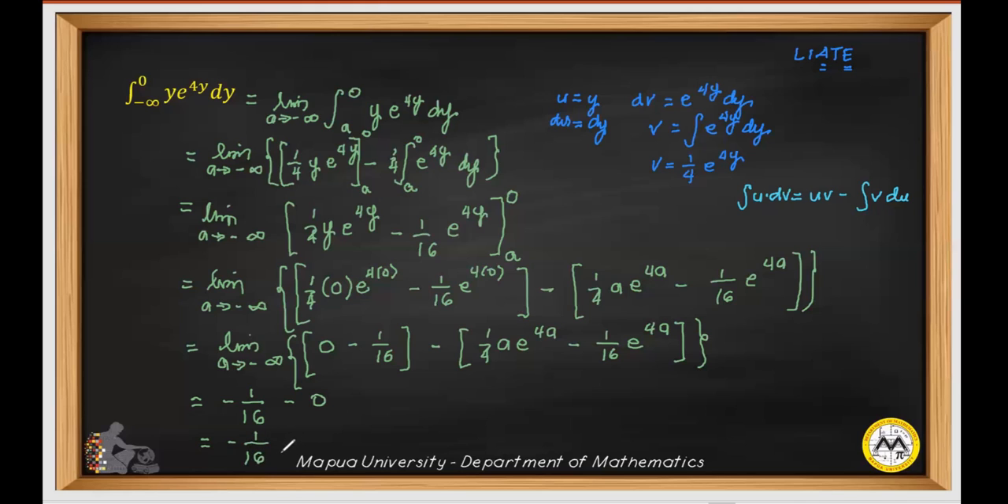Now, since the limit gives us a fixed, specific value, we can say that the integral of y e raised to 4y times the differential of y from negative infinity to 0 is convergent since the limit exists. Take note that if the limit exists, we can say that the improper integral is convergent, but if the limit does not exist, then the improper integral is divergent.